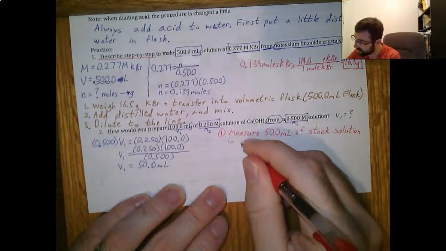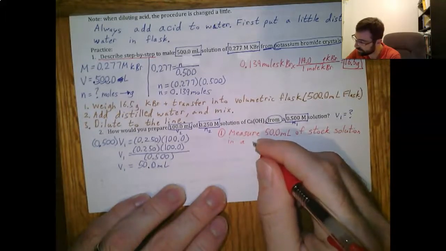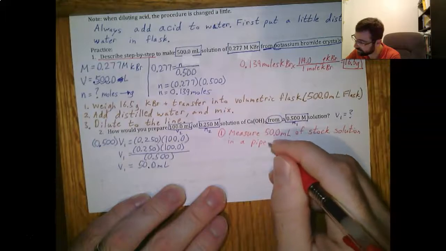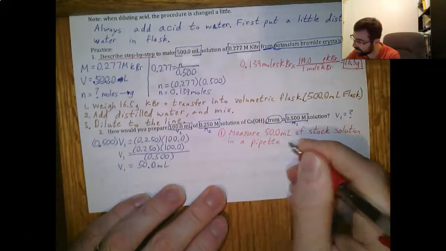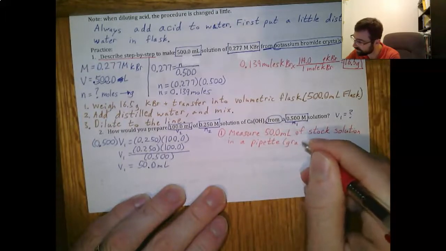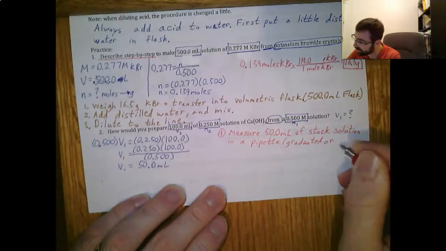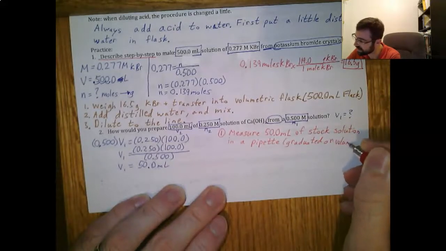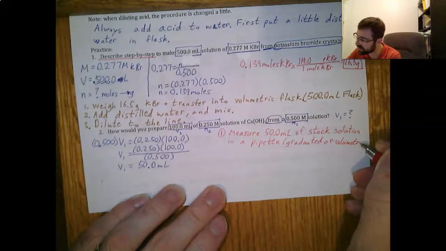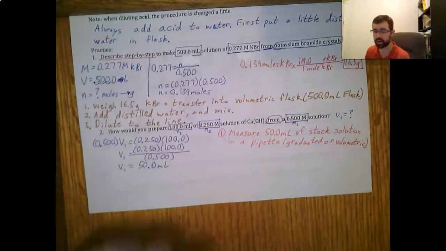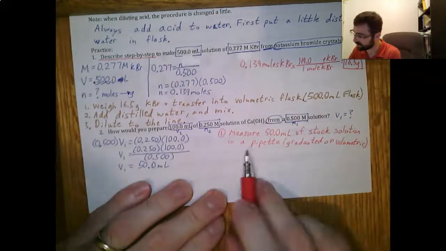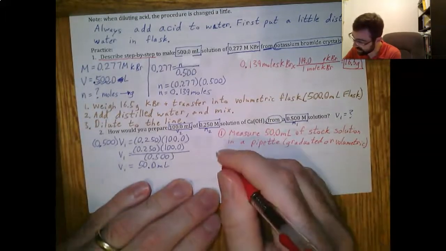in a pipette, either graduated or volumetric, but it needs to be pretty precise. Okay, we're not talking just a dropper bottle. Volumetric or graduated pipette.